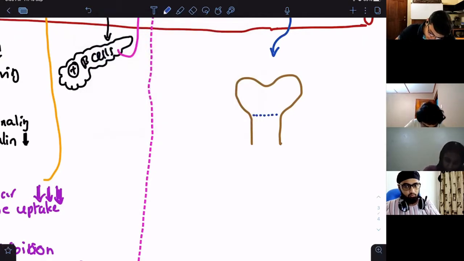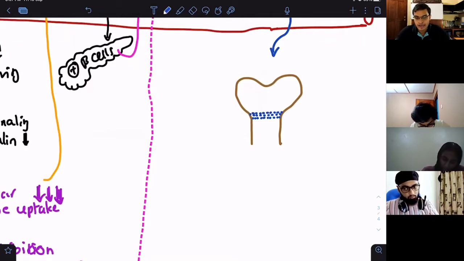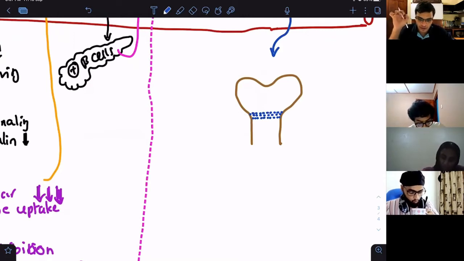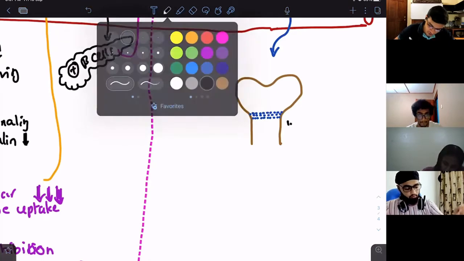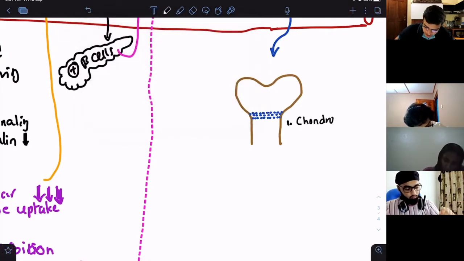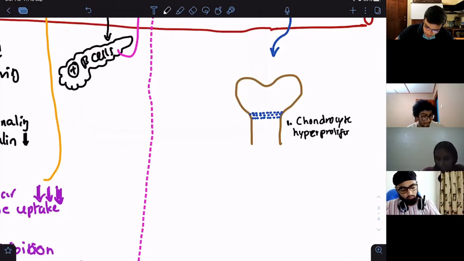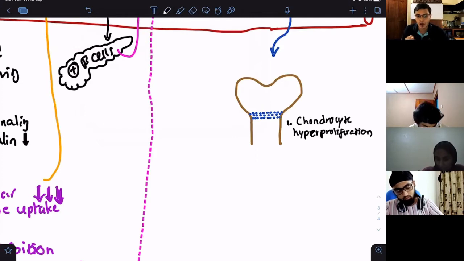There is something called an epiphyseal plate. Here, there is a cell type called chondrocytes. These blue dots that I have drawn are chondrocytes. When growth hormone comes, one of the first things that happens is chondrocyte hyperproliferation. How does this happen?